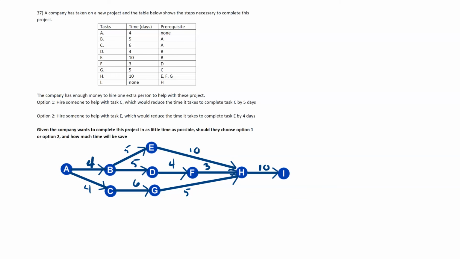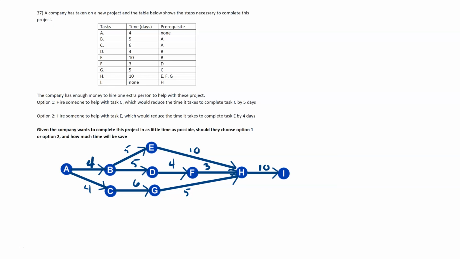So first we want to see where they're proposing hiring somebody. So the first one, option 1, says they're going to hire somebody to help with task C. So here's task C on the graph right here. It says it would reduce task C by 5 days, so that would reduce that 6 down to a 1. The second option is to hire somebody to help with task E, which is here, and it would reduce the time it takes to complete that task by 4 days, so it would take it down to 6.